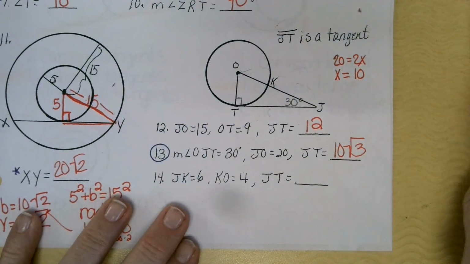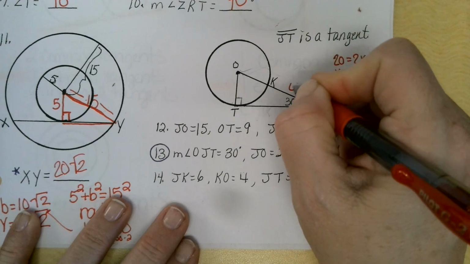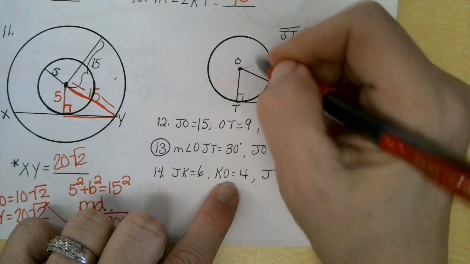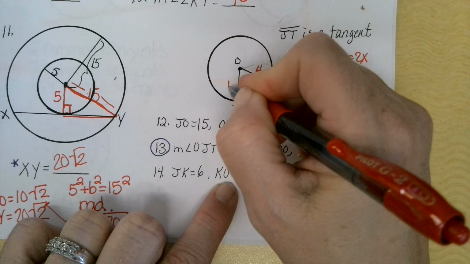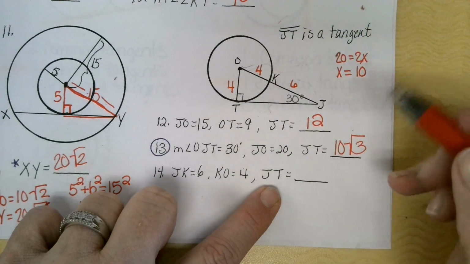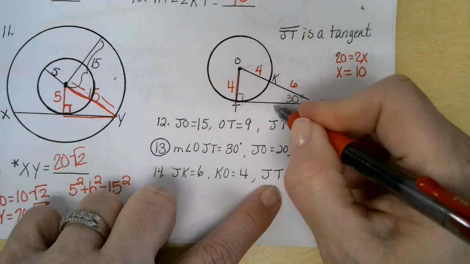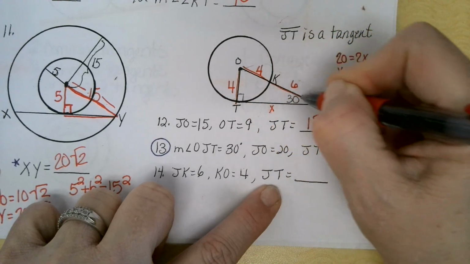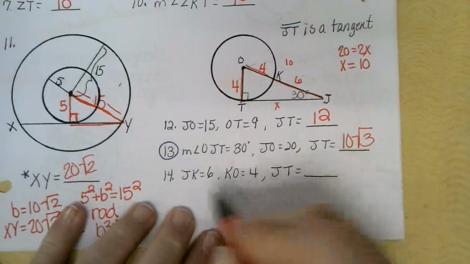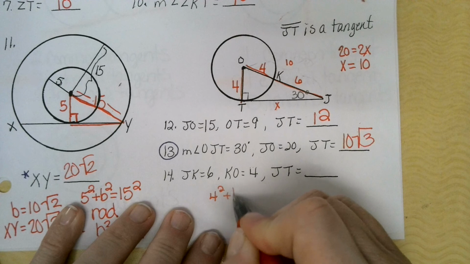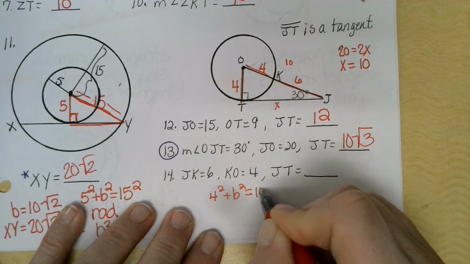And our last one, JK is 6, KO is 4, so that means this is going to be 4. JT is what? So this is 4, this is x, this is 10. We're going to do Pythagorean theorem. 4 squared plus b squared equals 10 squared.